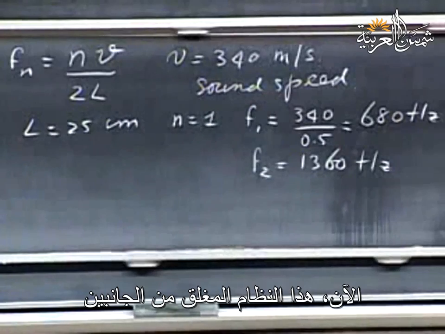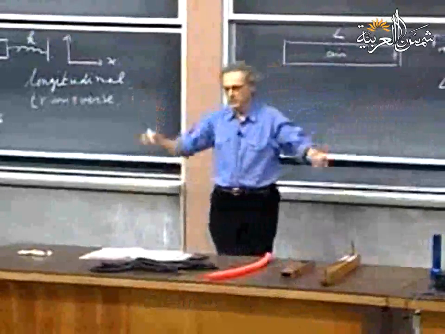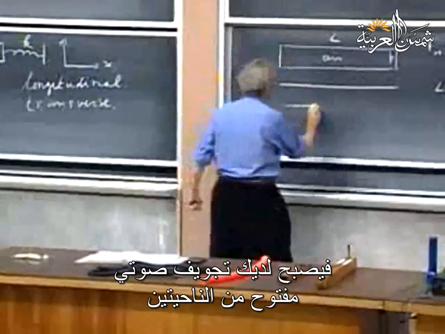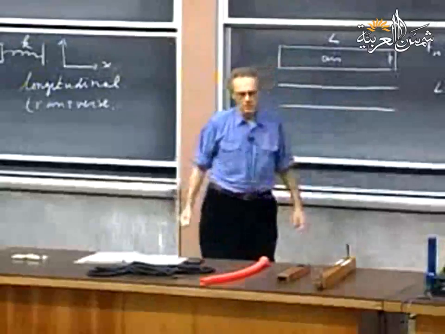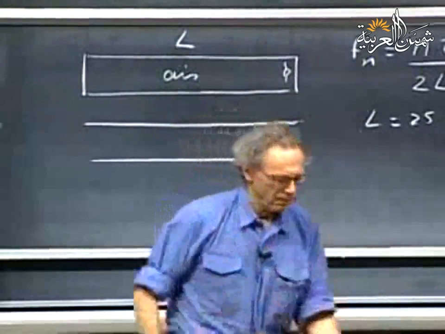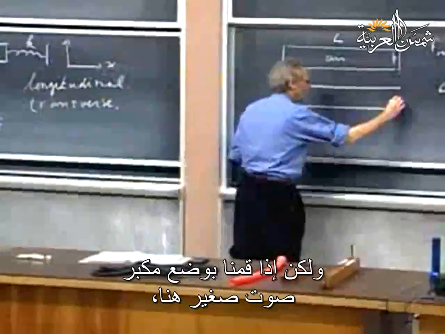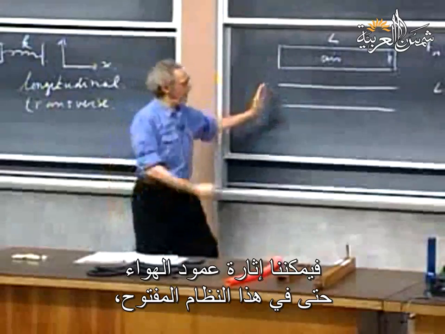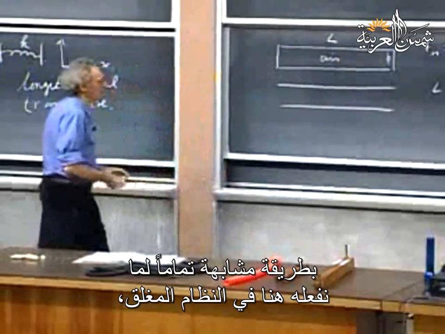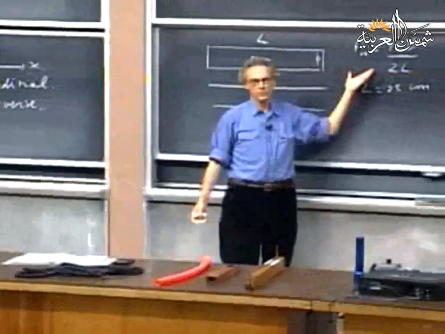Now this system, which is closed on both sides, wouldn't be a very good musical instrument because your sound would not come out. So what people do, they make them open. A sound cavity, which is just open on both sides. Like this, for instance. This is open on both sides. And even though it may surprise you, if we put a little loudspeaker here, we can excite the air column even in this open system in a completely similar way than we do it here in this closed system, and we get exactly the same series of frequencies that I put here on the blackboard.